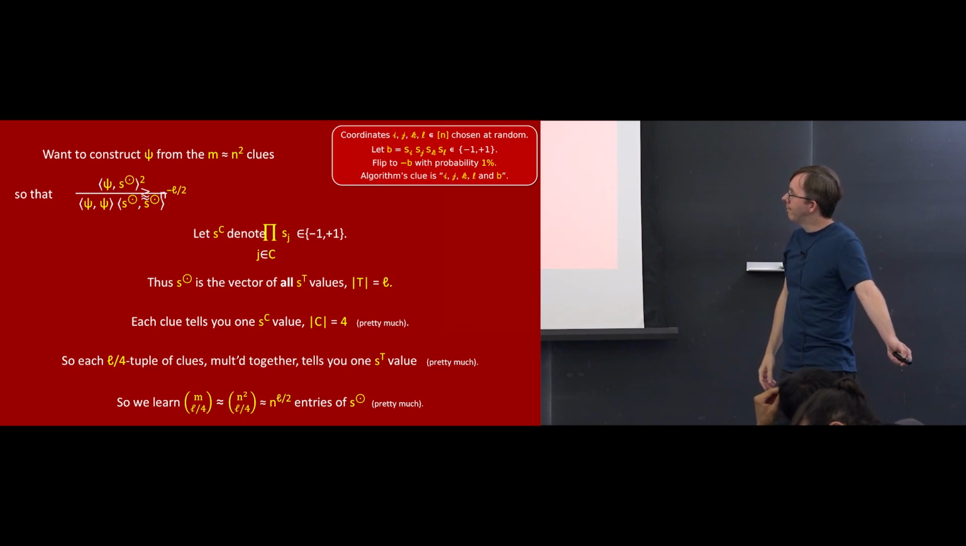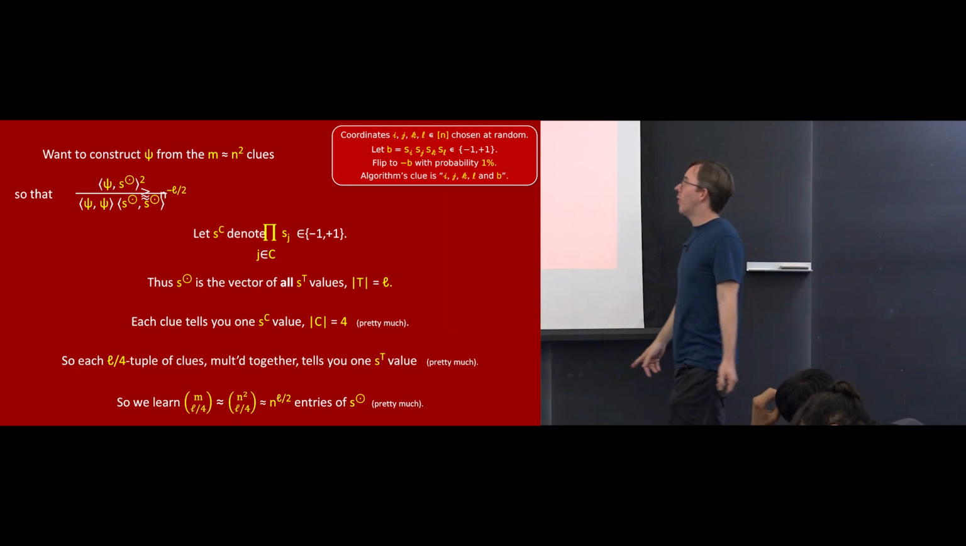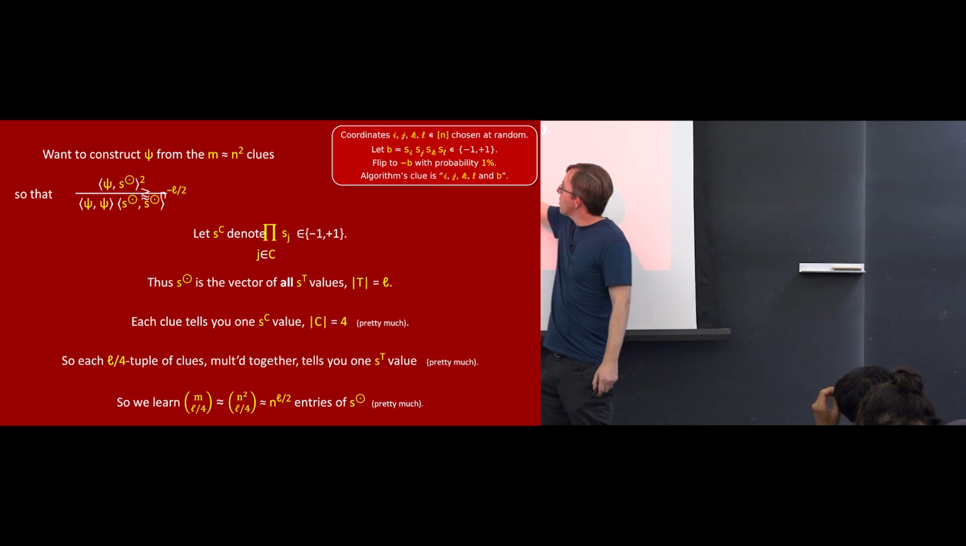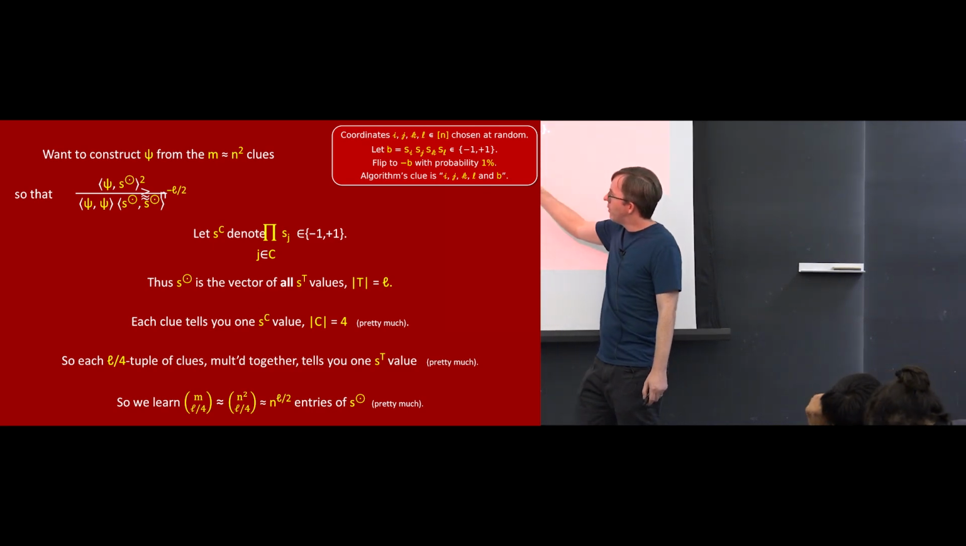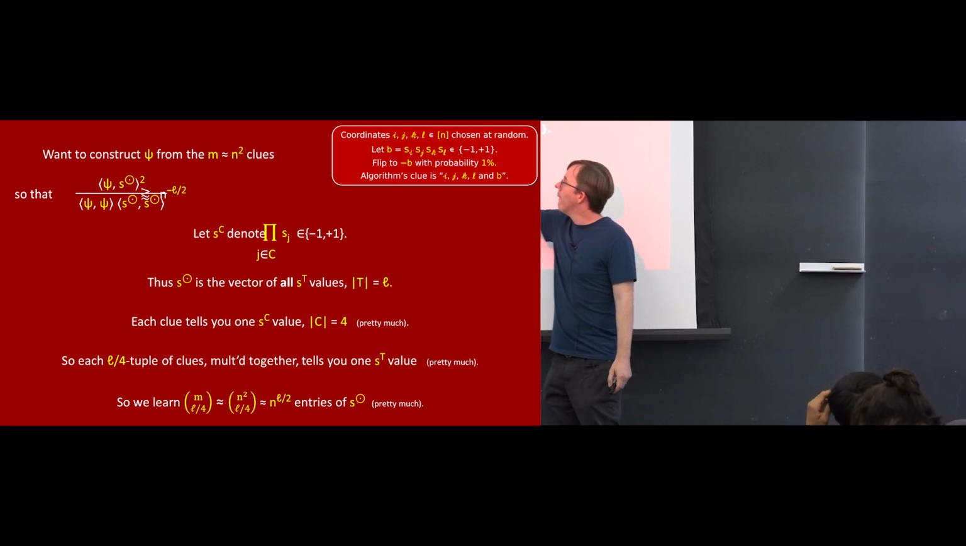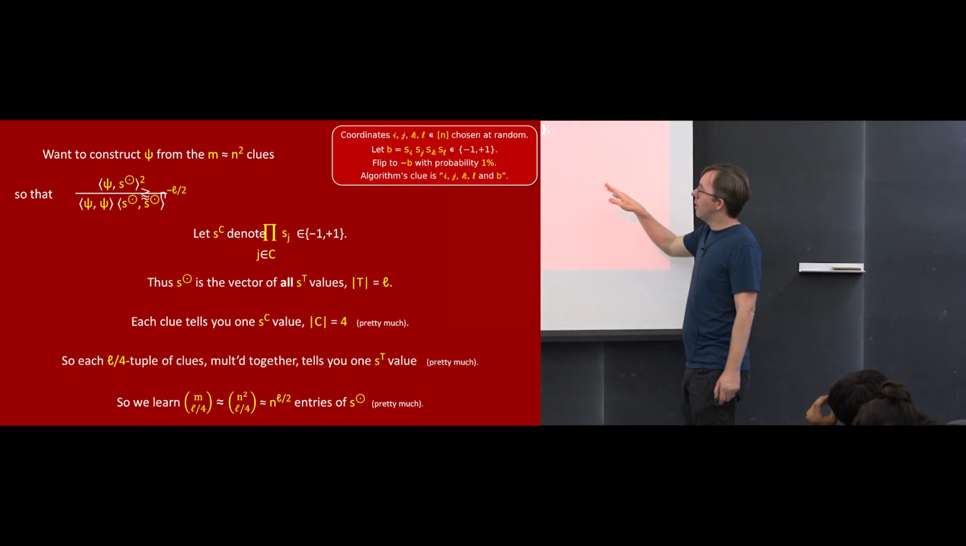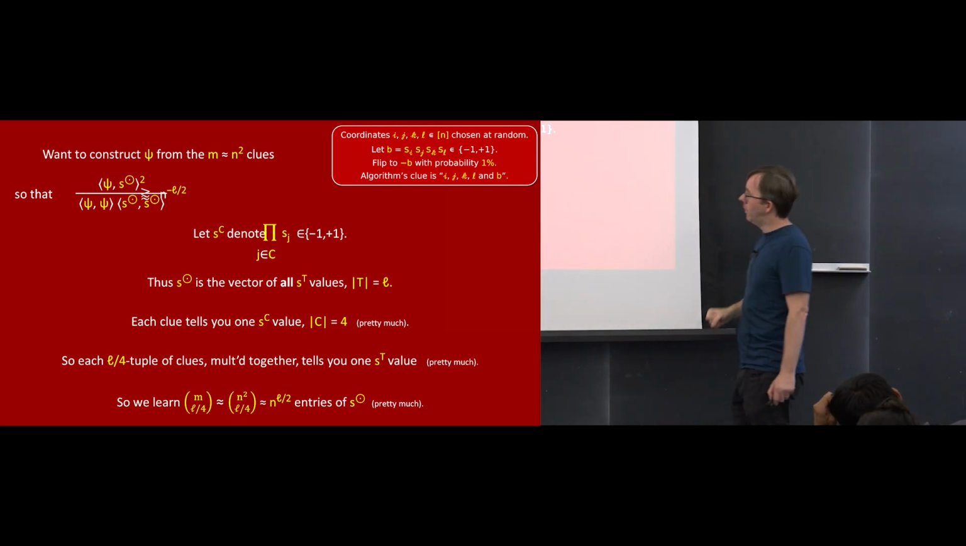So, one more piece of notation, sorry. For a general set C, I'm going to let S superscript C denote this thing, the product of the S_j for j in the set C. We called this by a different name before, but I'll call it this now. And I'll mostly think about C of cardinality 4, but also some other Cs.